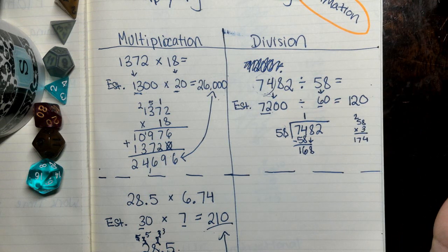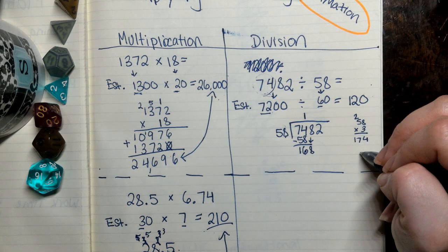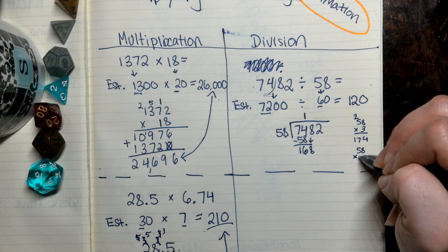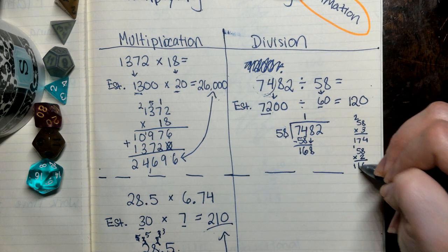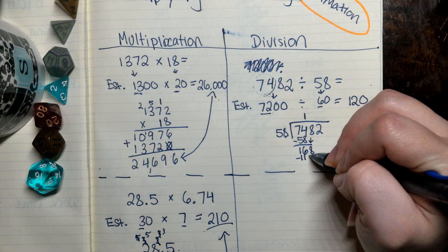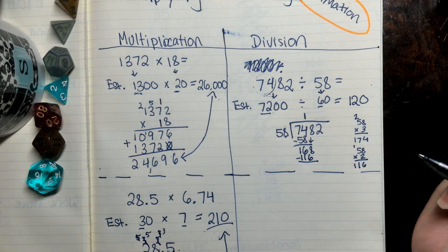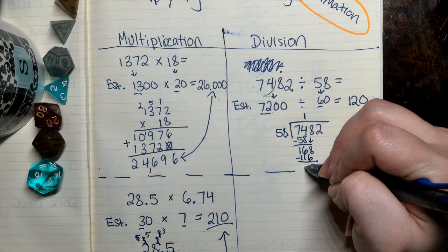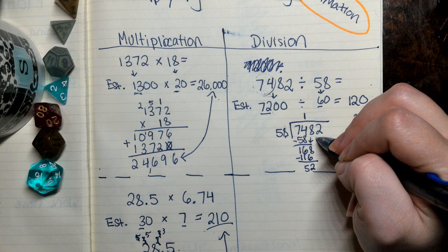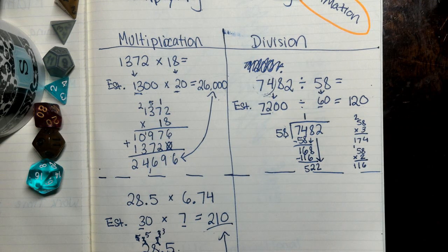And I got 174, which was just a little bit too much. So that means it's probably going to be 58 times 2, right? So we'll do the math for that. Get that number. It's 116. Subtract that, and I'm going to get 52. And then bring down the final number 2.